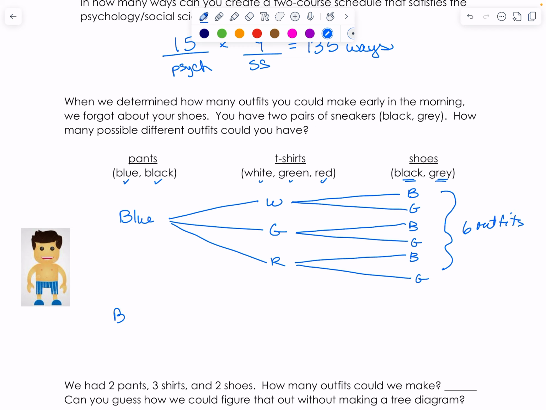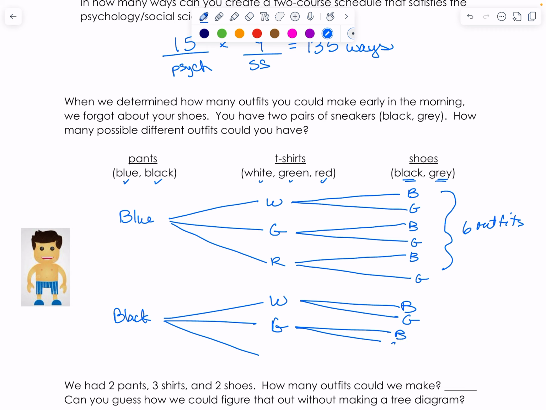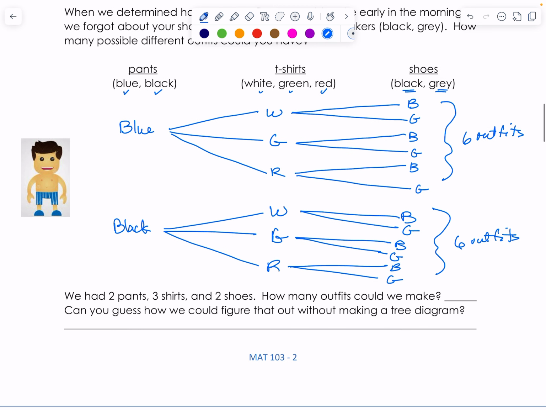Now, what about the black pants? We could do the same thing. We could have my white shirt with my black and gray shoes. We could have my green shirt with my black and gray shoes. And I could have a red shirt with black and gray shoes. So I've got 6 outfits here. So my total number of outfits, if I add them all up, is 12.